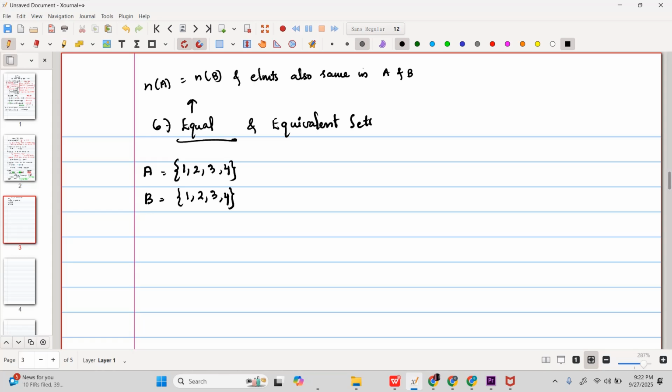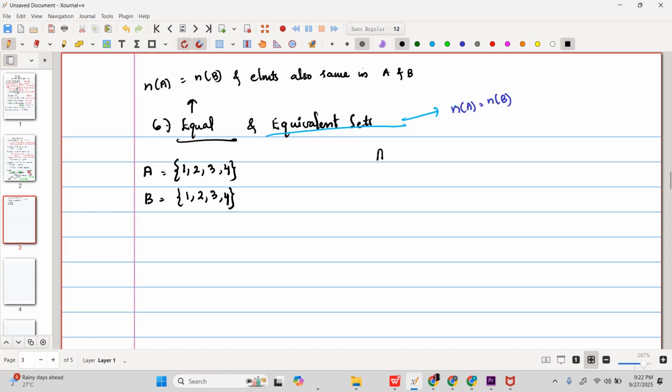So what is meant by an equivalent set? Equivalent set means the elements need not be equal, but the number of elements should be equal. If n of A and n of B are equal, then this condition does not hold for equivalent sets. And equal sets are always equivalent sets, right? So if n of A and n of B are the same, then the sets are called equivalent sets.